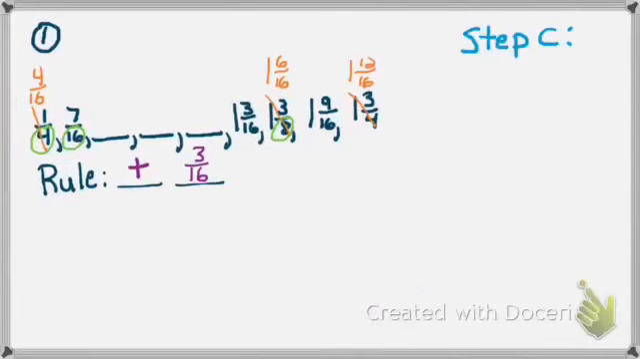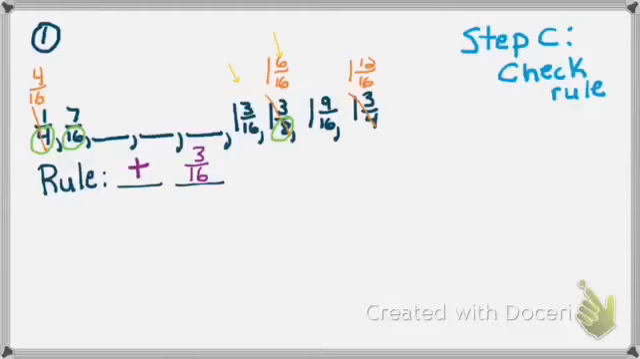And step C, the C stands for check the rule. If the rule isn't correct, the answer cannot possibly be correct, so we do need to take the rule and check it with 2 numbers that they gave us to make sure that it works. Remember, we don't want to use the 2 numbers that we used when we found the rule. So I'm going to look at 2 different numbers. So when I found the rule, I used the 4/16 and the 7/16, therefore I will not use those. Let's do 1 3/16 and see if it equals 1 6/16 when I apply my rule.